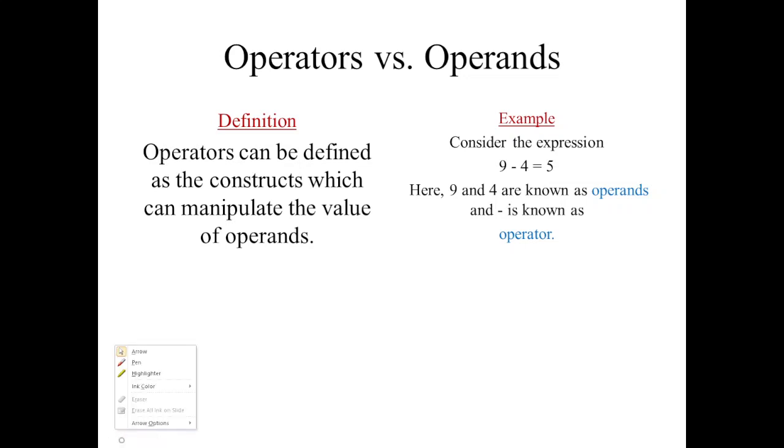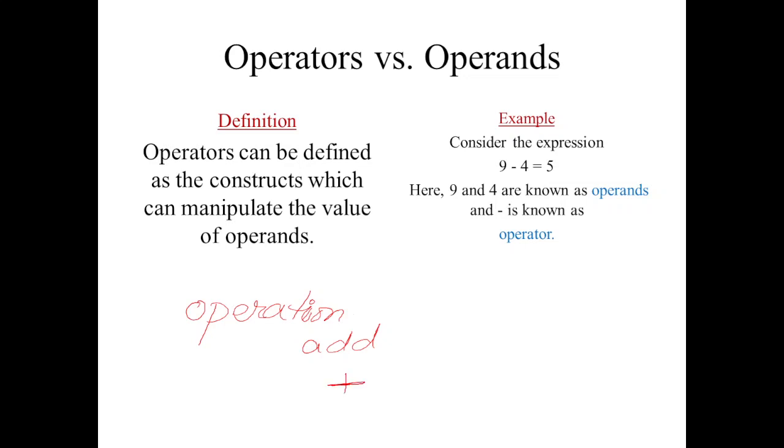First of all, what is an operator? An operator is any construct which is used to perform any operation. Operators are used to perform any kind of operation. For example, if you want to add two numbers, you will use a symbol or construct to add them. In Python, we use the plus sign. So this plus is called an operator, and the numbers which we are going to add are called operands.